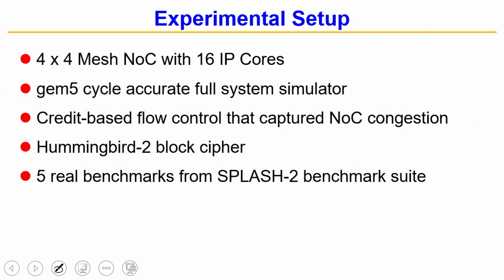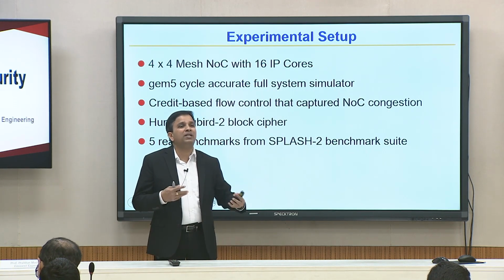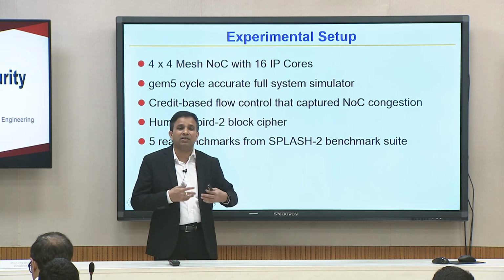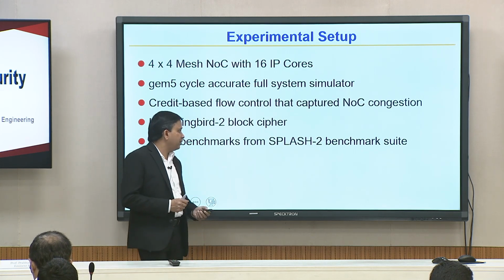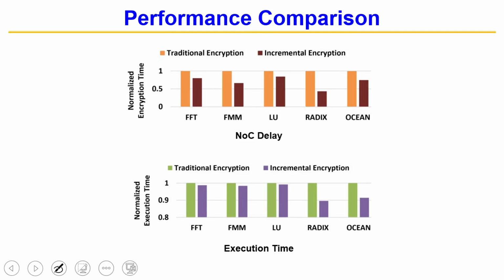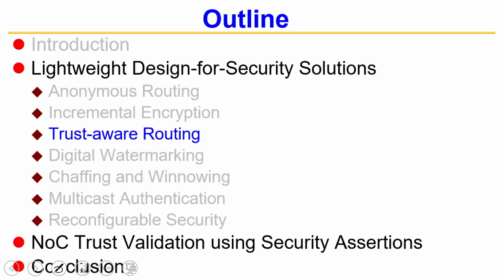In the experimental setup, it is a mesh NoC with different numbers of cores, and as I said, in the networking community or network on chip community, two types of benchmarks are expected. One is a synthetic benchmark, where you randomly generate traffic with different injection rates and see how quickly they send data. The other is a real benchmark you run on those cores, and then you show the result. In terms of network on chip delay, compared to traditional encryption we can produce a 57% improvement. In the real benchmark case, it is about 10% improvement.